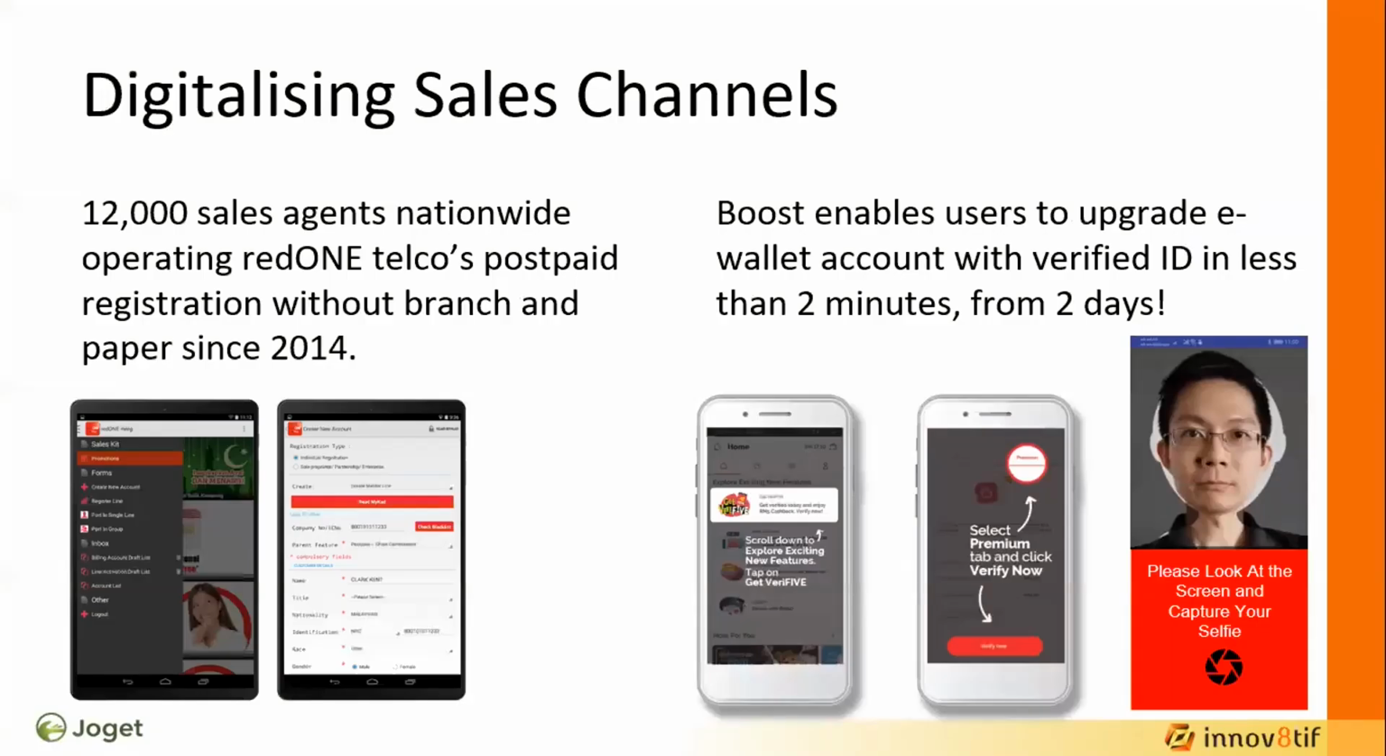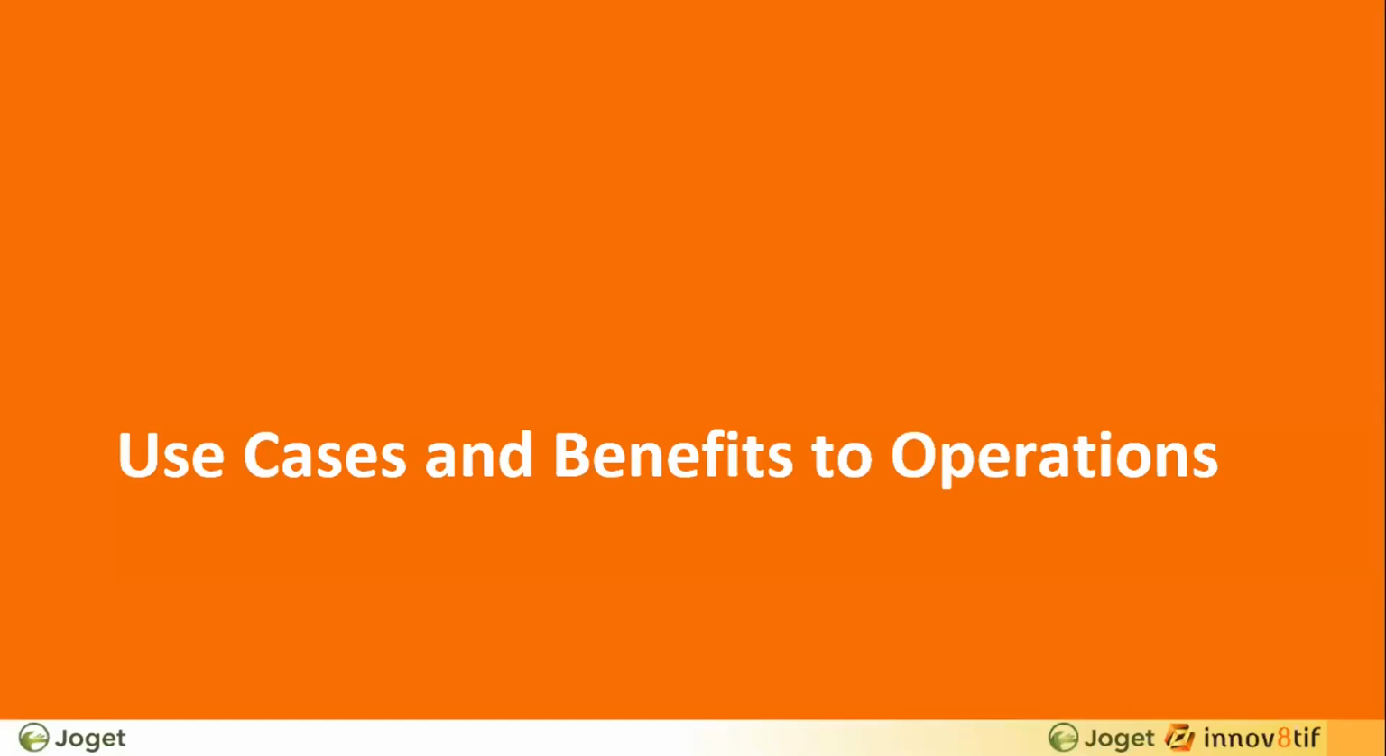So moving on to some of the use cases that we actually see in Malaysia. There is a company called Red One that has implemented our eKYC to augment their sales agents' processes. So now they currently run without branch and paper. We also have another system for Boost where they are able to verify IDs and onboard customers in less than 2 minutes, from the previous process of about 2 days. All right, I'll pass it back to Penny to explain the results of the poll.